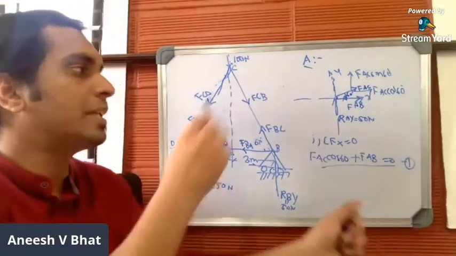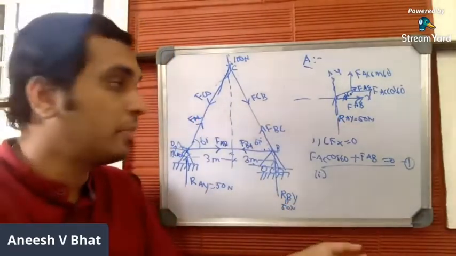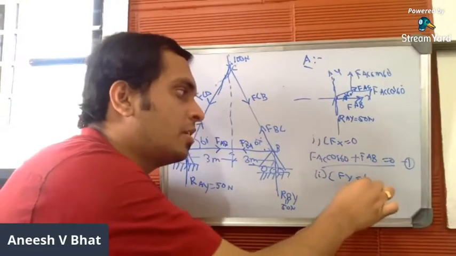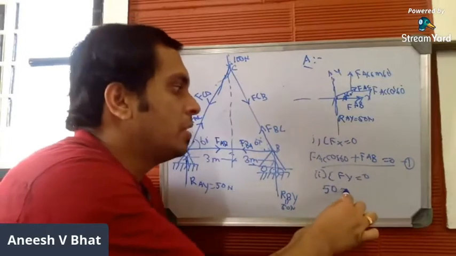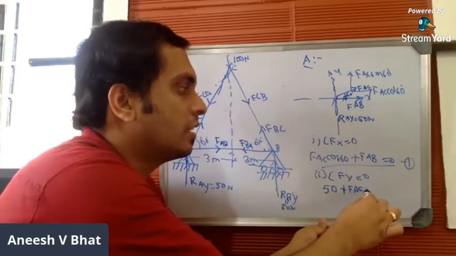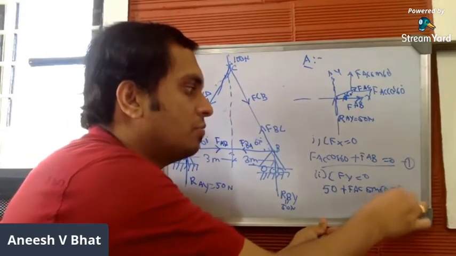So you cannot solve this yet. Apply the second condition of equilibrium. Only two conditions of equilibrium are to be applied here because it is a concurrent force system. Summation of Fy equal to 0. You have 50 Newton, it moves upwards, plus FAC sin 60 is equal to 0.